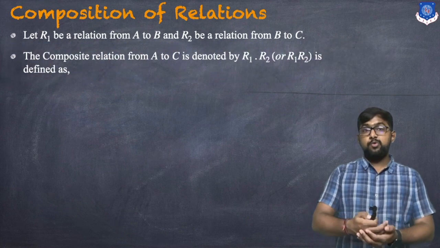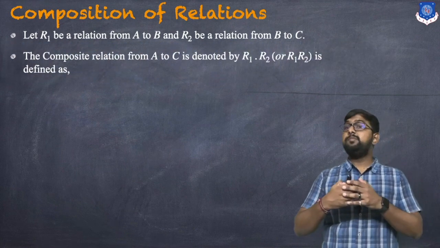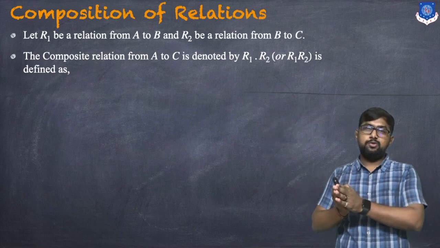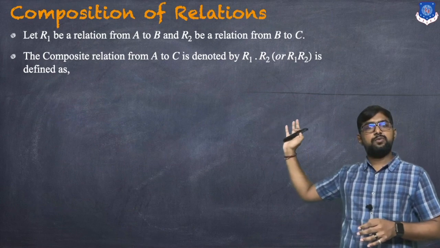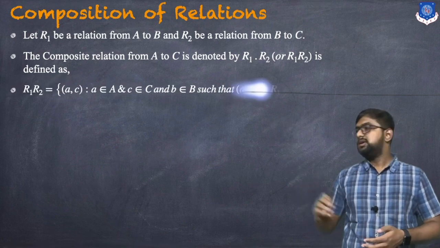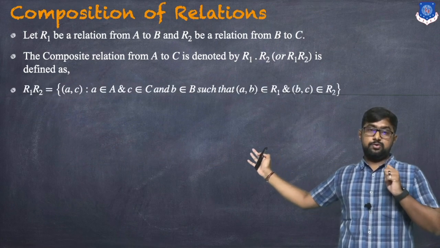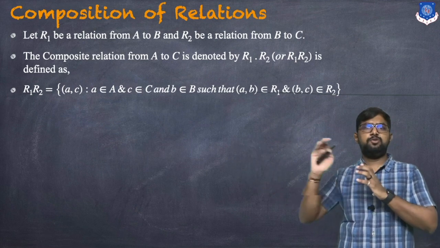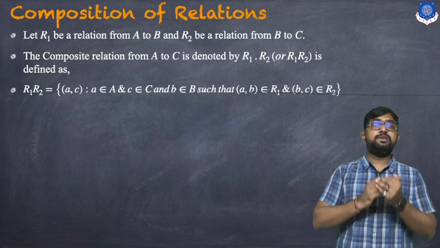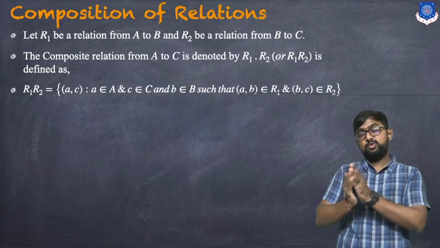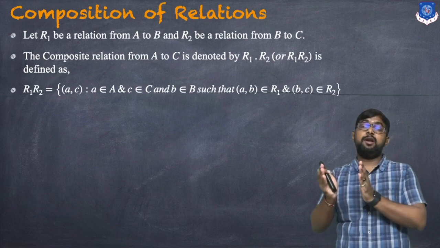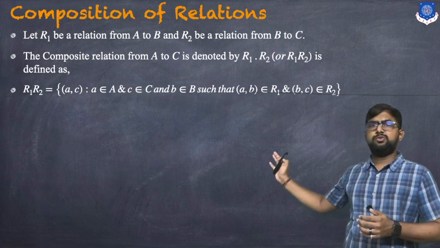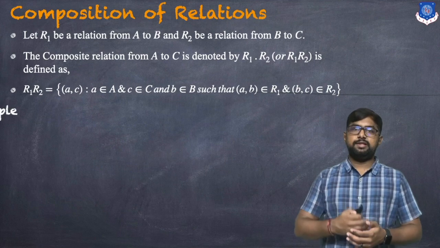Then the composition or composite relation will be from A to C, and it is denoted by R1 dot R2 or simply R1 R2, and it is defined as the set of all (a, c) such that a belongs to A, c belongs to C, and there exists b belongs to B such that (a, b) belongs to R1 and (b, c) belongs to R2. So that means a is R1 related to b and b is R2 related to c. So we will see the example so that you will get the idea.